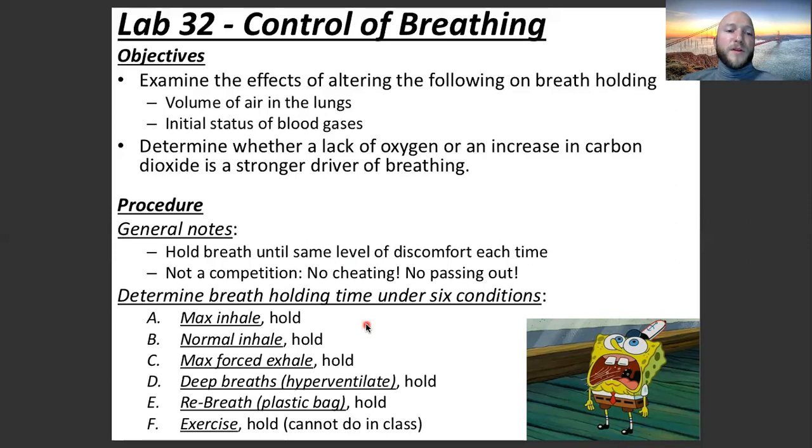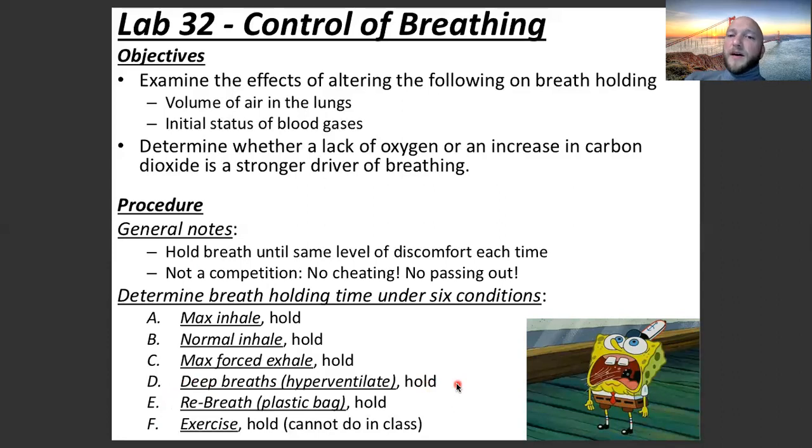Compare that with a forced max exhale. So normal breathing and then breathe out all the way, and then hold your breath. Compare these 3. Hypothesize which one can you hold your breath the longest, which one can you hold your breath the least. Why? Why is that?